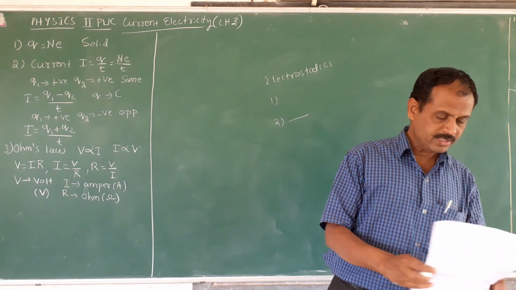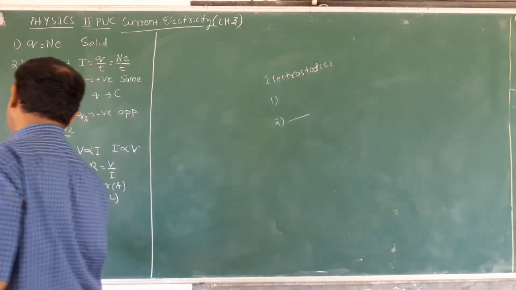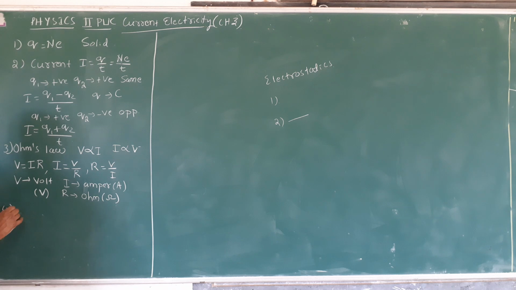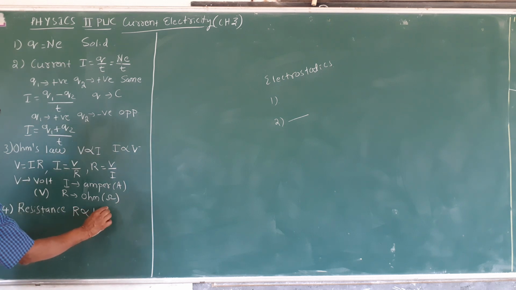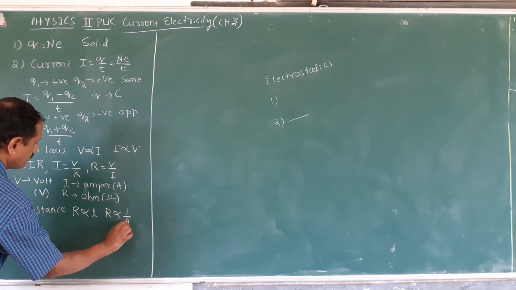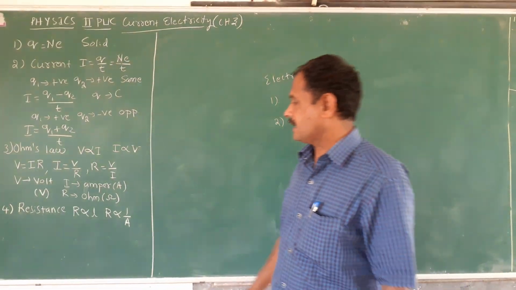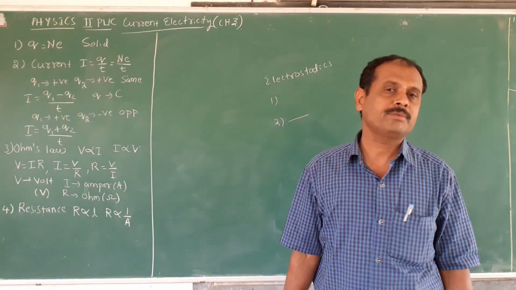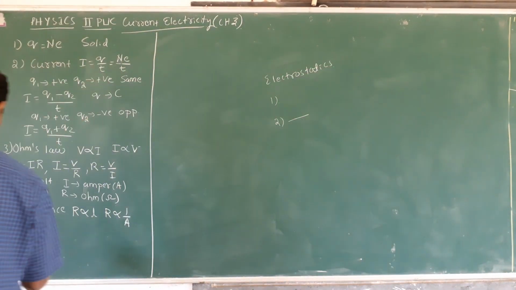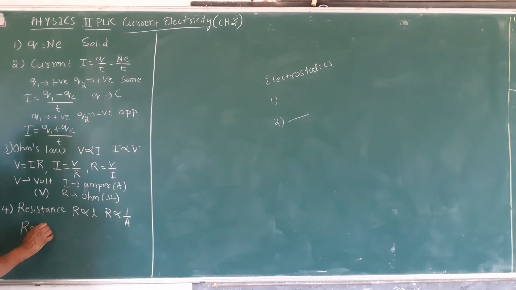Now this is Ohm's law, and what are the factors on which resistance depends? R is proportional to L, and R is inversely proportional to the cross-section area. Resistance of any conductor is directly proportional to its length and inversely proportional to the cross-section area. Then R is proportional to L by A. Then R is equal to rho into L by A. Now rho is said to be resistivity.